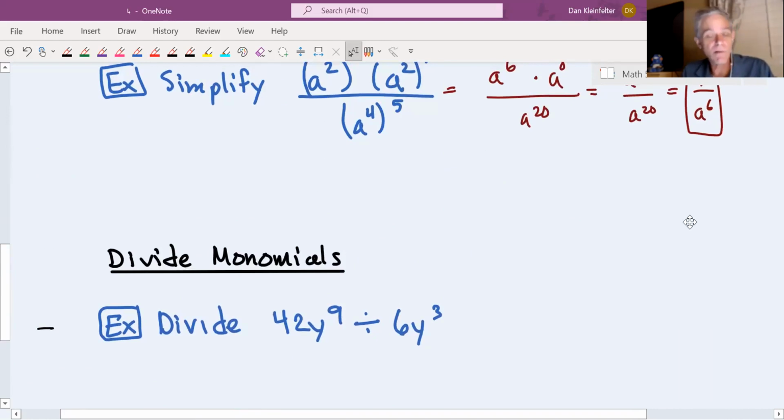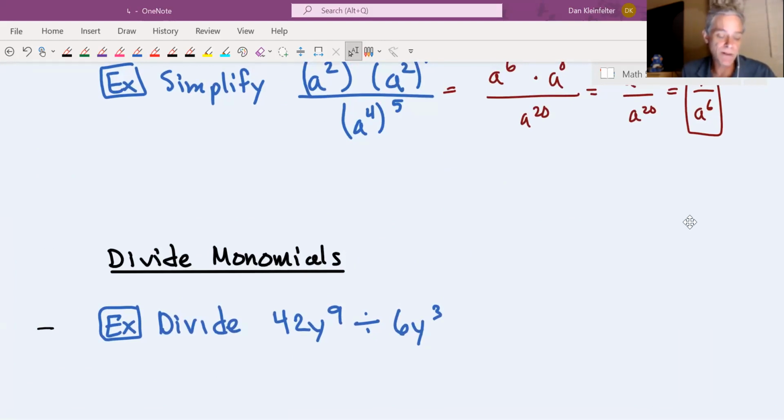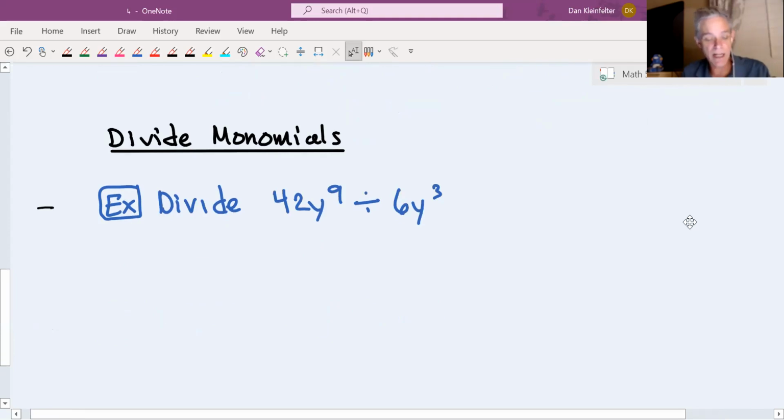Next up, we want to see about dividing monomials. So here we have 42y to the 9th power.